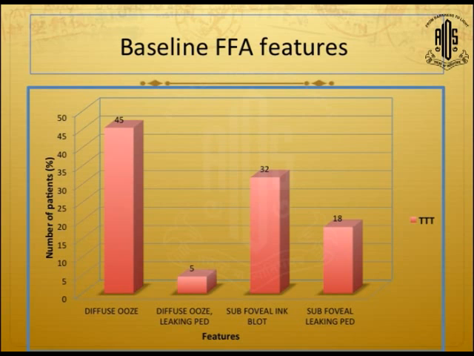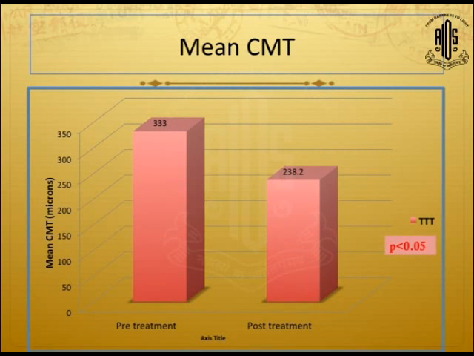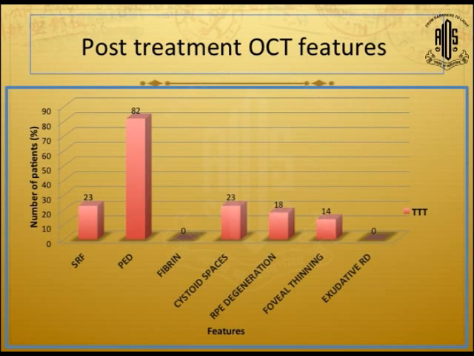The pre-treatment and post-treatment mean best corrected visual acuity was statistically significant. It went from 0.58 logMAR to 0.35 logMAR post-treatment. The mean CMT had reduced to 238 microns post-treatment. That again has been statistically significant in post-treatment TTT of CSR patients.